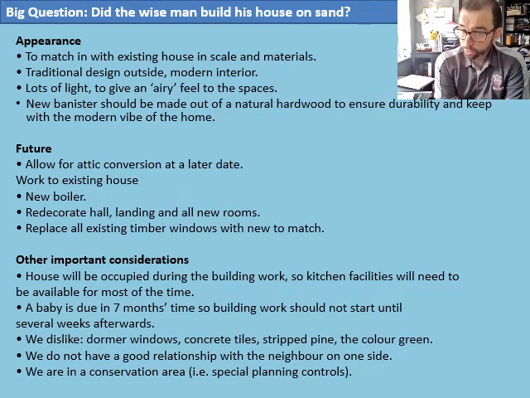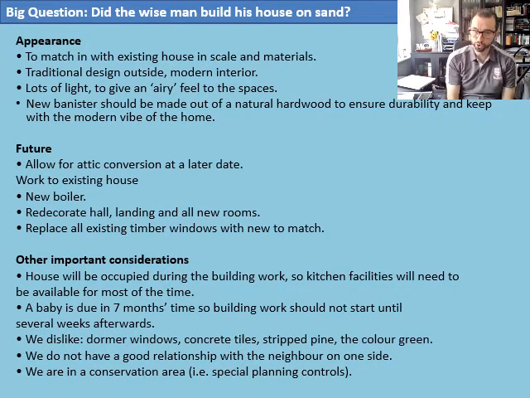We dislike dormer windows. If you're not sure what a dormer window is, go and find out. We don't like concrete tiles. We don't like strip pine. We do not have a good relationship with the neighbour on one side. That's problematic. And we're in a conservation area, so we need special planning permission. Also problematic. Okay. Moving forward. Hopefully you've got a good list there of some of the key points from the design.